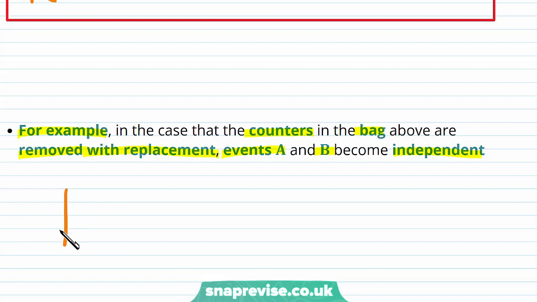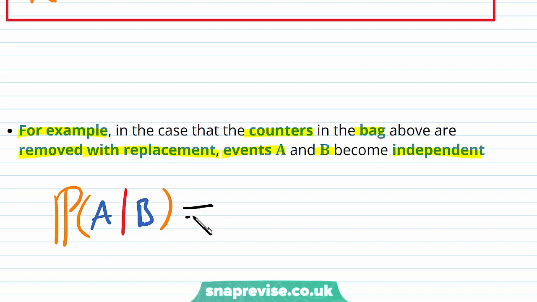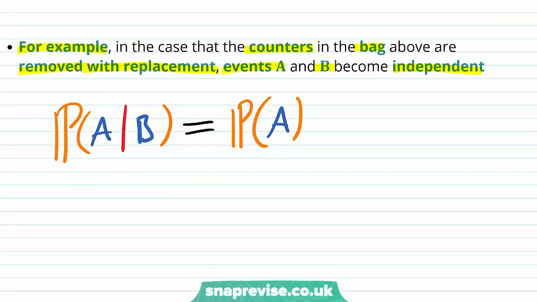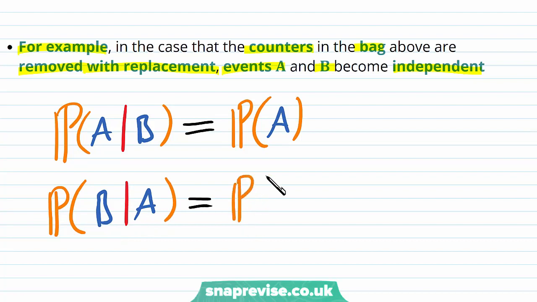So we have that the probability of the events A given B, and we defined A and B before, is equal to the probability of A. And similarly, by reversing, we have that the probability of B given event A is equal to the probability of B. The only difference here is that we have with replacement rather than without replacement.